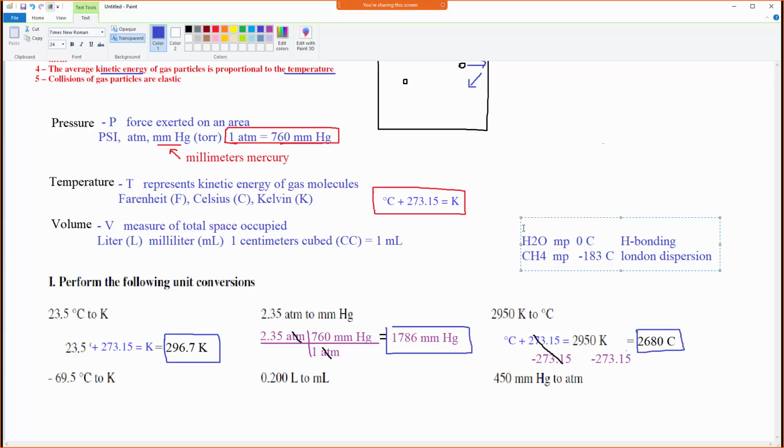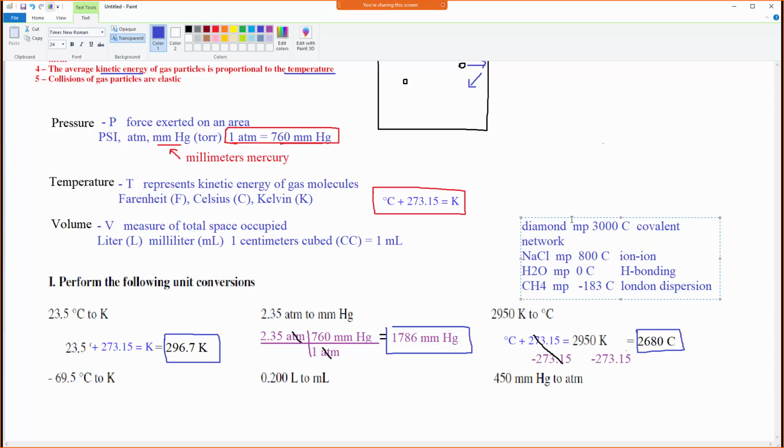And then we said on top of that, you might have NaCl, which you can get to melt at about 800 degrees Celsius, which is huge, right? That's because it has the ion-ion forces, which are really strong. And then at the very top, we had a diamond, which has a melting point of 3000 Celsius, because that is a covalent network solid. Do you guys remember all this?